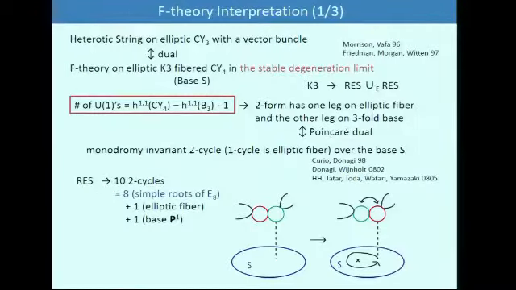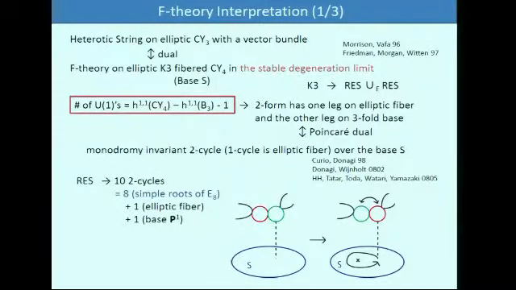So the heterotic F-theory duality is summarized in this way. Heterotic string theory on an elliptic Calabi-Yau threefold with a vector bundle is dual to F-theory on an elliptic K3 fibered Calabi-Yau fourfold with some base S, in the stable degeneration limit. Stable degeneration limit means this K3 fibration is decomposed into two rational elliptic surfaces which share a common elliptic curve. So now we want to count this number in our parameterization we found.